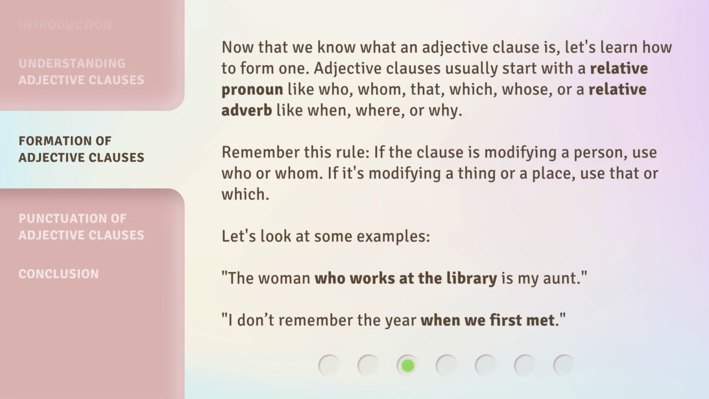Now that we know what an adjective clause is, let's learn how to form one. Adjective clauses usually start with a relative pronoun like who, whom, that, which, whose, or a relative adverb like when, where, or why. Remember this rule: if the clause is modifying a person, use who or whom. If it's modifying a thing or a place, use that or which. Let's look at some examples. The woman who works at the library is my aunt. I don't remember the year when we first met.